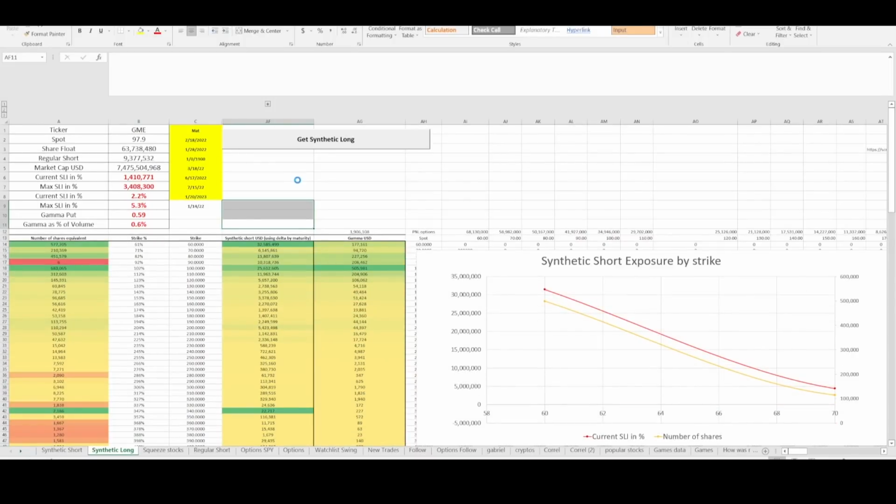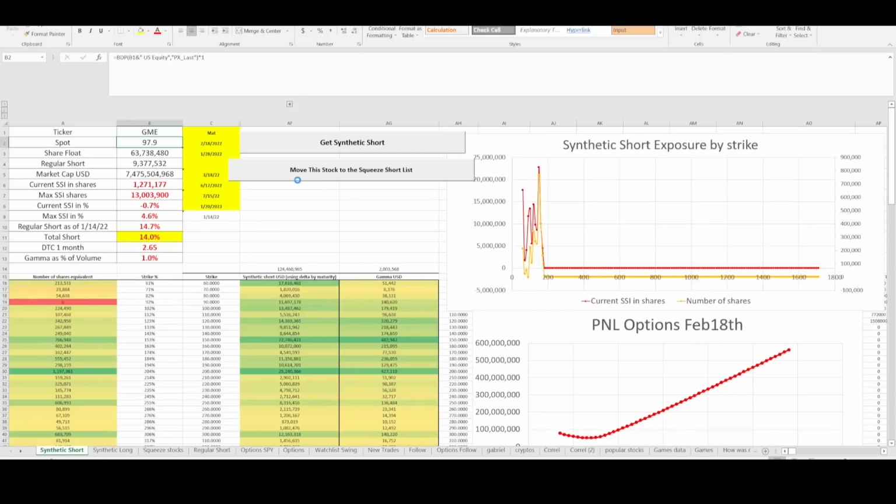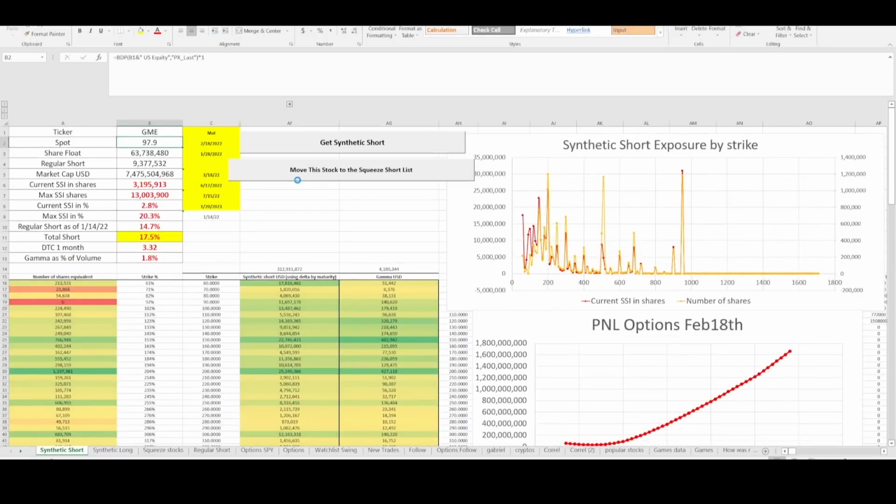Okay, so a bit the same situation. Now we have some synthetic short on GME. We have 3% of synthetic short at this level. We have 15% of regular short interest, and same thing, guys. I want to check this number in 1 or 2 weeks when the next regular short interest value is going to be released to see if shorts have covered or not.